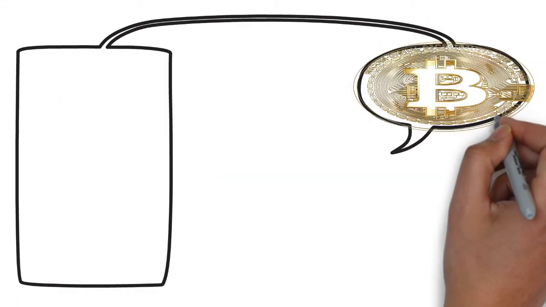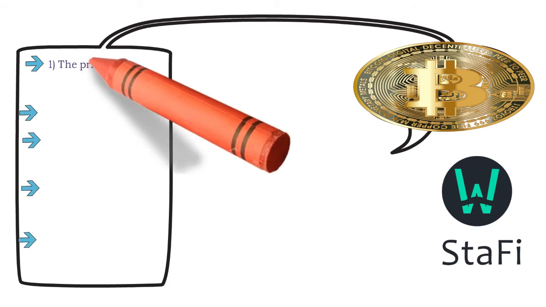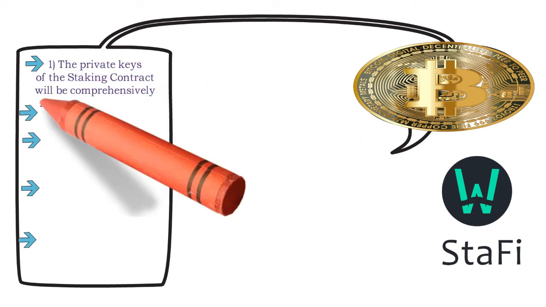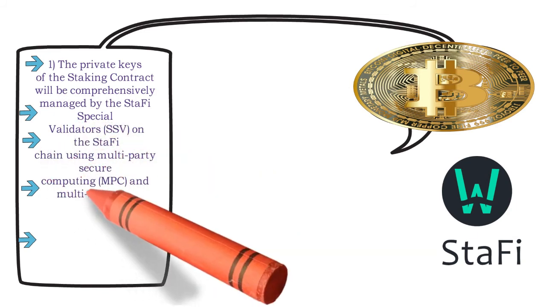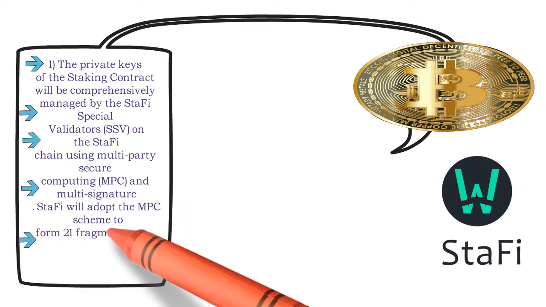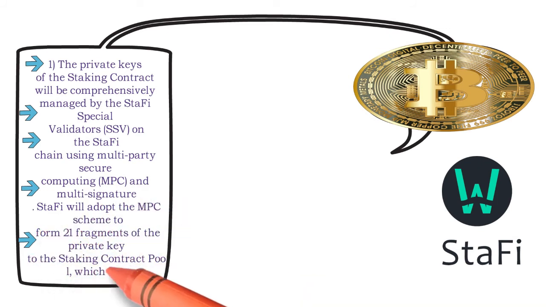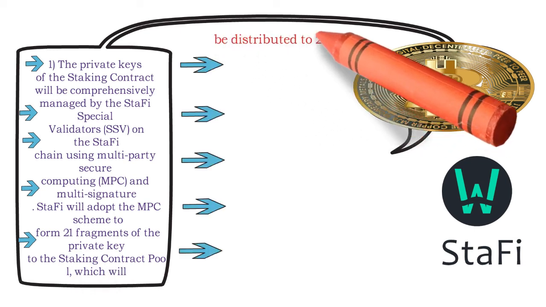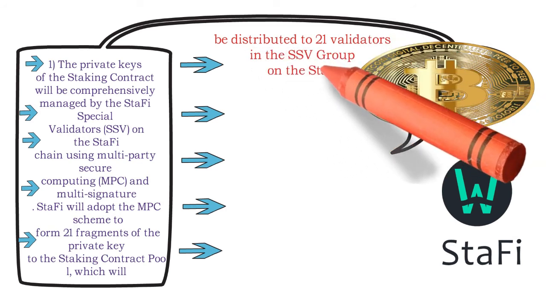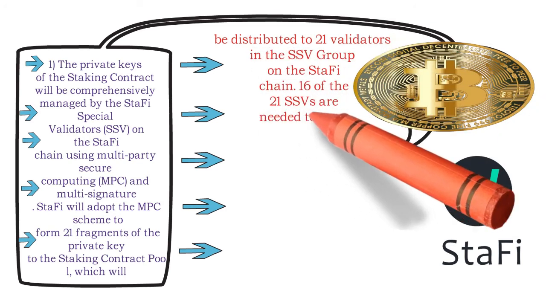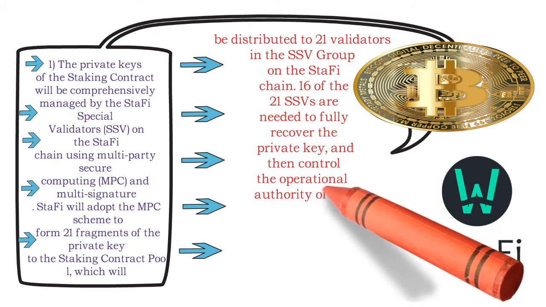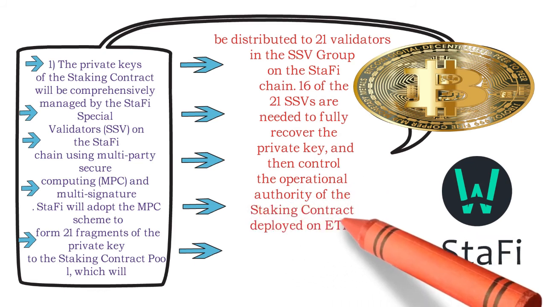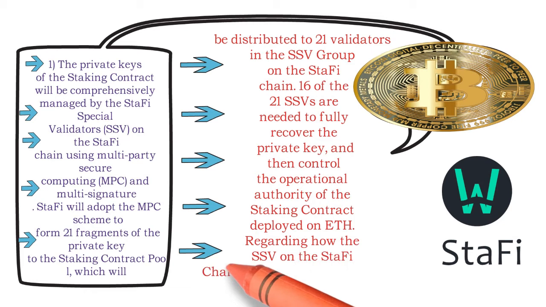1. The private keys of the staking contract will be comprehensively managed by the StaFi Special Validators (SSV) on the StaFi chain using multi-party secure computing (MPC) and multi-signature. StaFi will adopt the MPC scheme to form 21 fragments of the private key to the staking contract pool, which will be distributed to 21 validators in the SSV group on the StaFi chain. 16 of the 21 SSVs are needed to fully recover the private key and then control the operational authority of the staking contract deployed on ETH.